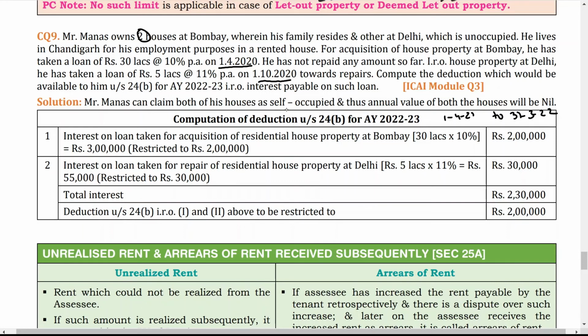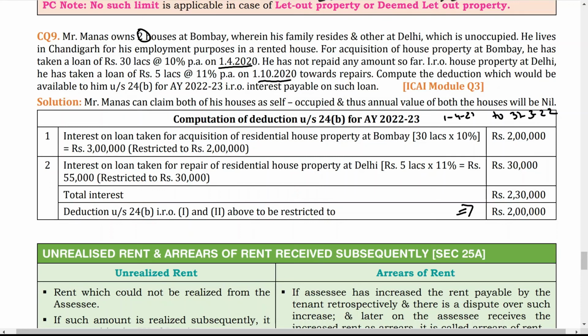So here interest is 3 lakh, but it is restricted to 2 lakh. Then interest on the loan taken for repairs at Delhi is 55,000, but if the loan is taken for repair purpose, it is restricted to 30,000. You will not get the full 55,000. So if you total these two, the total is 2 lakh 30,000. Again, total interest is 2 lakh 30,000, but the deduction under section 24B, irrespective of both above, is restricted to only 2 lakh. So you will get a maximum deduction of 2 lakh.